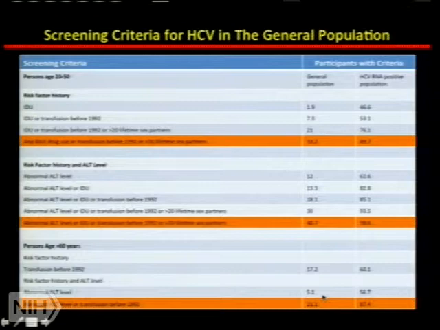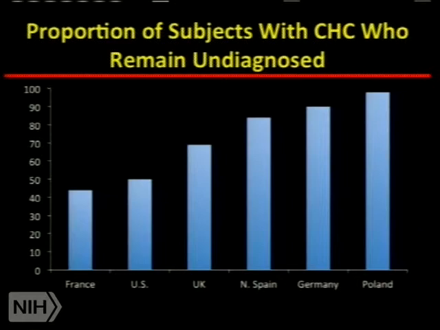So on the surface, risk-based screening would seem to be a very effective strategy for identifying persons with hepatitis C. But unfortunately, that has not been the case in practice, and a significant proportion of persons with chronic hepatitis C remain undiagnosed. Here in the U.S., about 50% of persons with chronic infection are unaware of their status, and you can see that the proportion of persons who are unaware of their status varies markedly. France has the highest rates of detection, about 55%, but even in countries in Western Europe, as many as 90% of individuals are unaware of their diagnosis. So this is a problem.